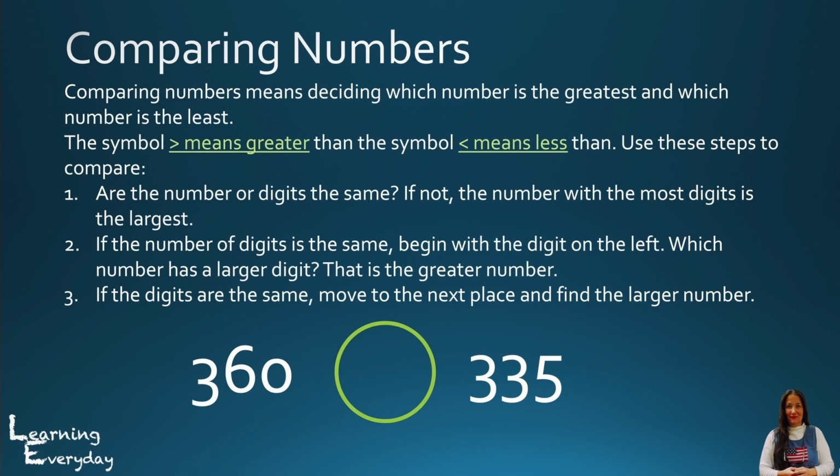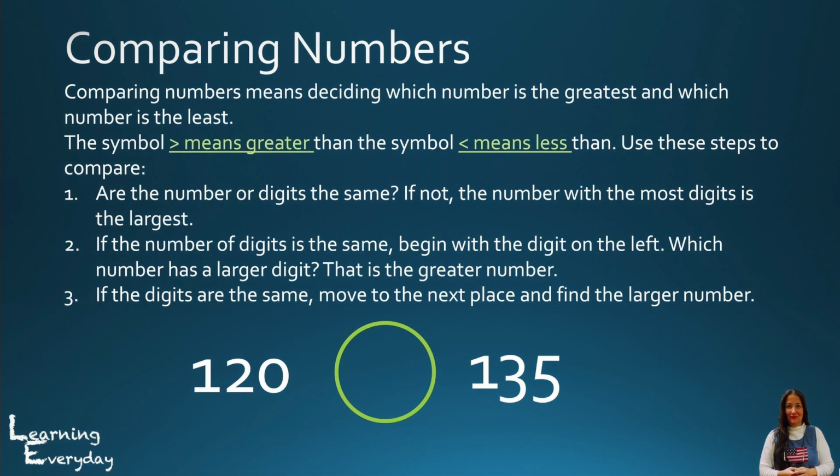And we have 360 on the left, 335 on the right. 360 is larger than 335 because we look to the left, we have a 3, and on the right we have a 3. Then go back to the left, we have a 6, and on the right we have a 3. We know that 6 is larger than 3. 360 is greater than 335.